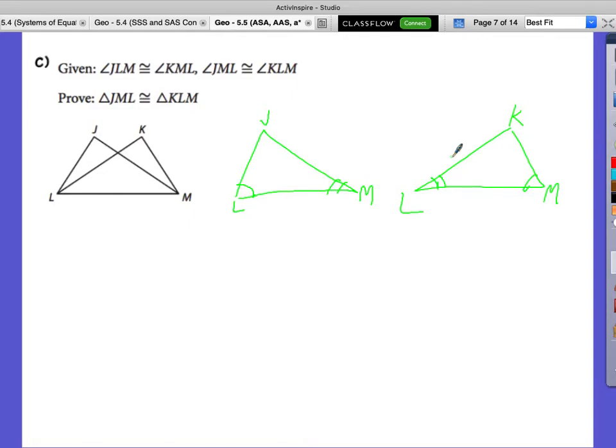Do we know the other angles are congruent? Yep, by the third angles theorem. Very good. We learned it in section 5.3, a couple pages ago. If two angles of one triangle are congruent to two angles of another, the third angles are also congruent. They have to be.